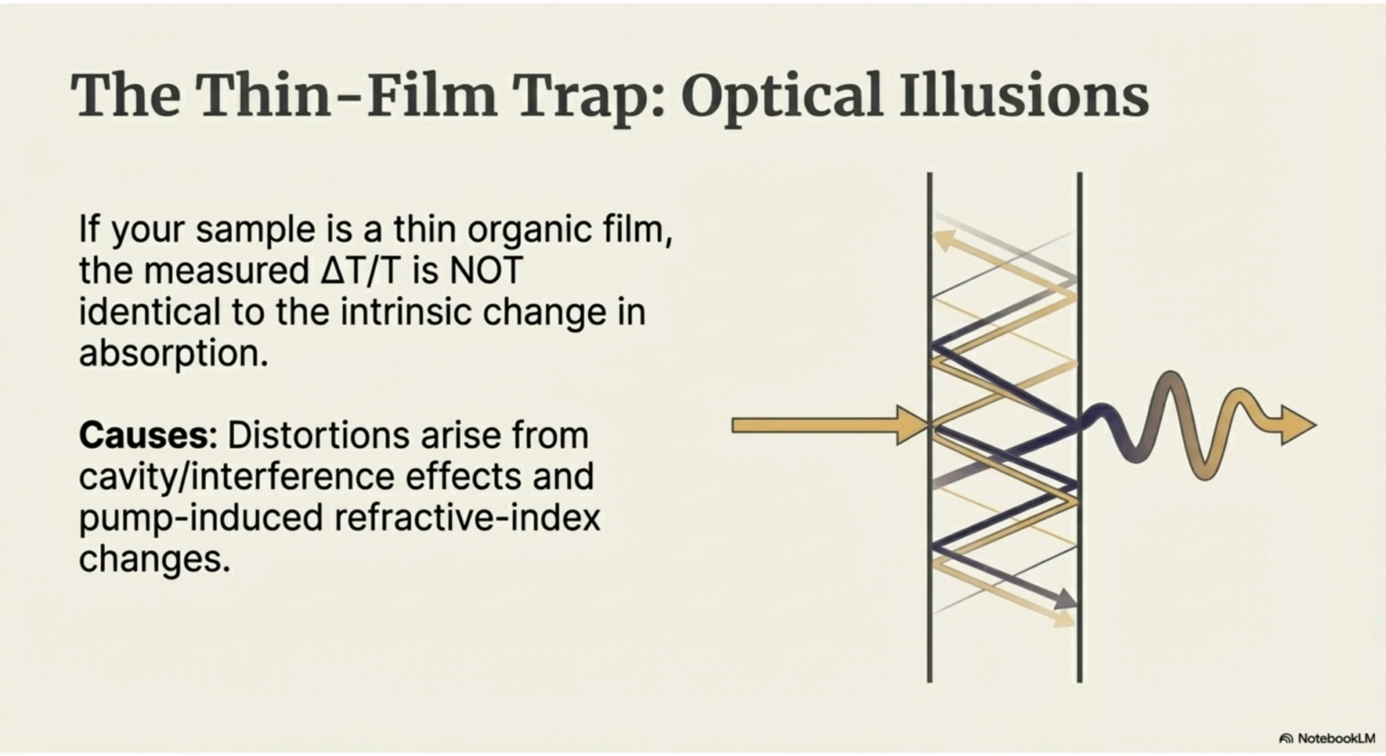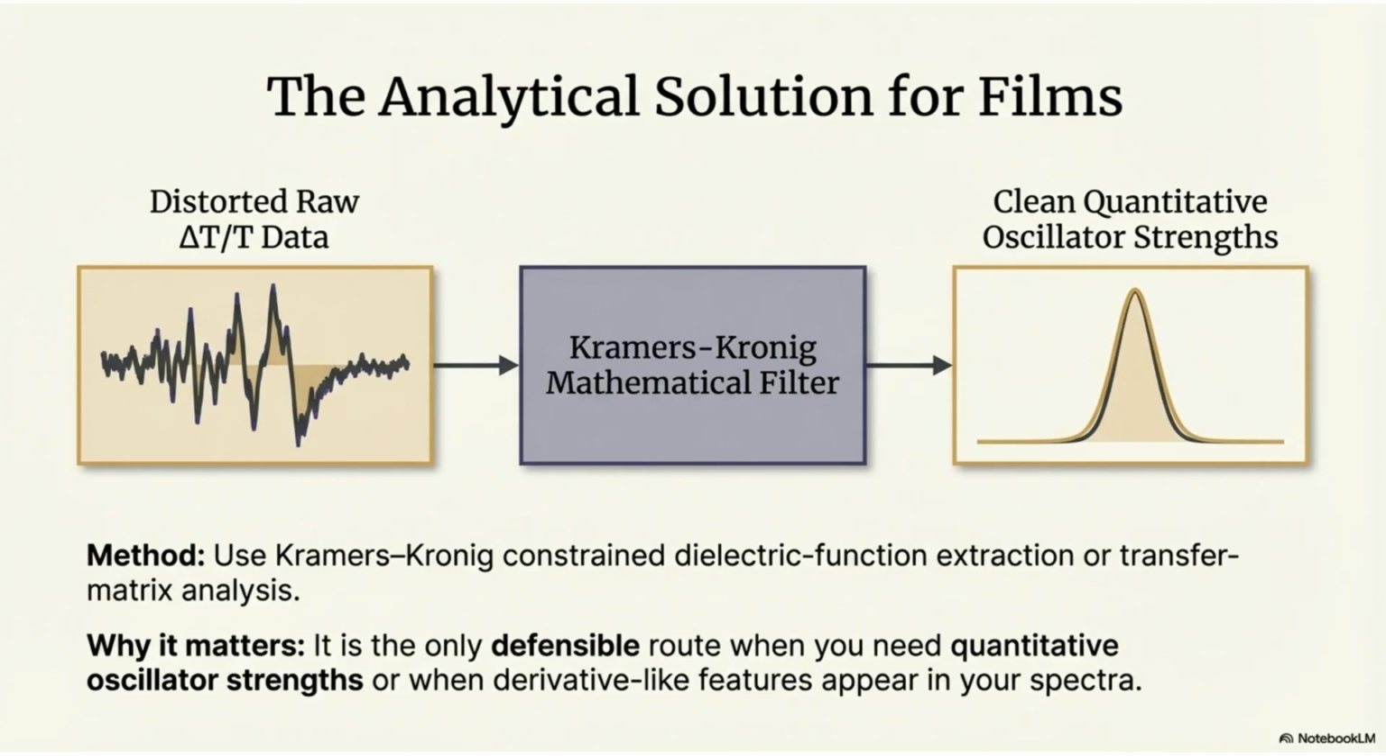When dealing with a thin organic film, the measured change in transmission is not identical to the intrinsic change in absorption. Distortions arise from interference effects and pump-induced refractive index changes. The analytical solution for films involves using the Kramers-Kronig mathematical filter. This converts distorted raw data into clean, quantitative oscillator strengths and is the only defensible route for quantitative results.